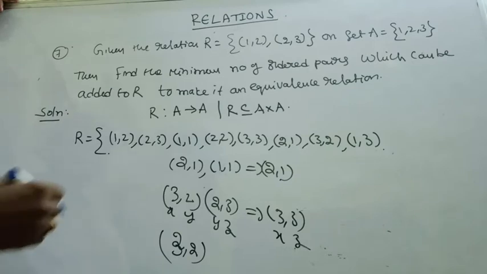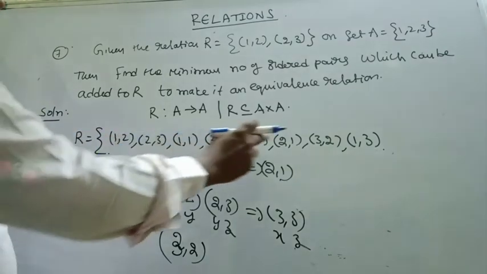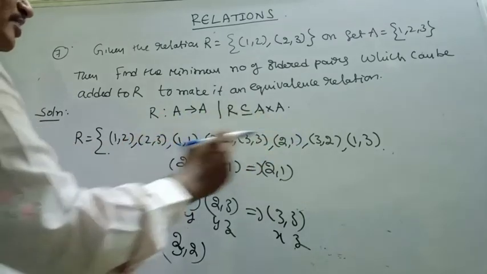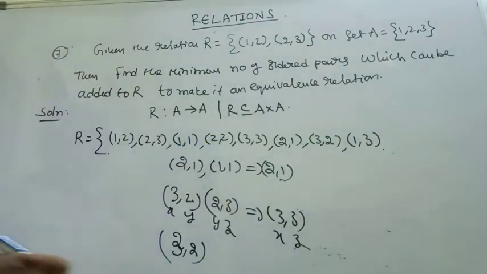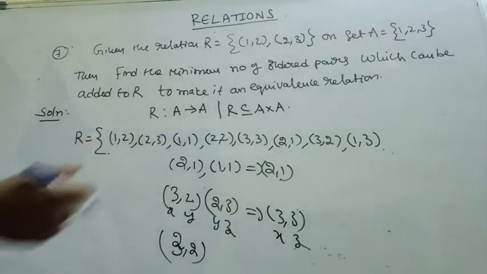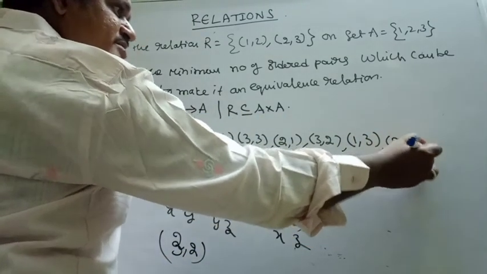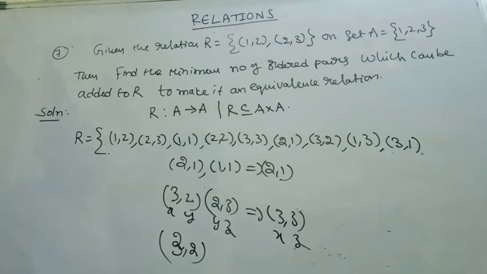Now see my dear students, (1,2), (2,1) is there, (2,3), (3,2) is there. Now (1,3) is there here, we have added. Why did we add that? Because (1,2), (2,3), so (1,3) should be there. Now (1,3) is there, so for it to be symmetric, (3,1) should be there, like this. Now (3,1) is also added.